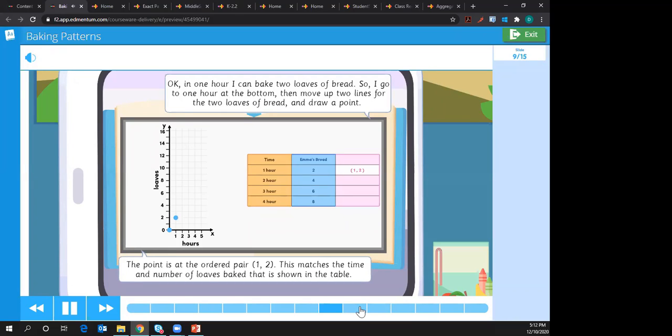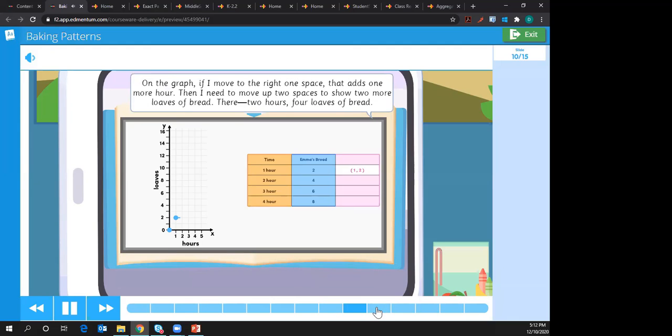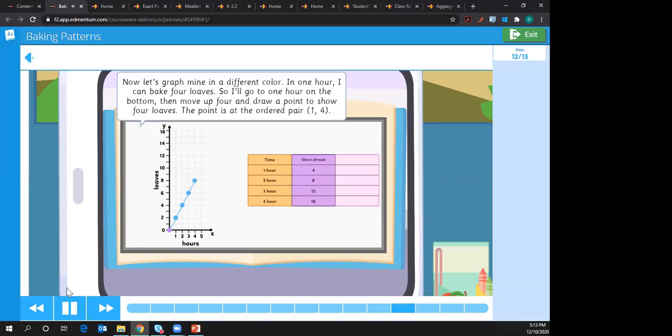This matches the time and number of loaves. On the graph, if I move to the right 1 space, that adds 1 more hour. Then I need to move up 2 spaces to show 2 more loaves of bread. There, 2 hours, 4 loaves of bread. I can keep doing the same thing to fill in the rest of the information from the table. Now let's graph mine in a different color.